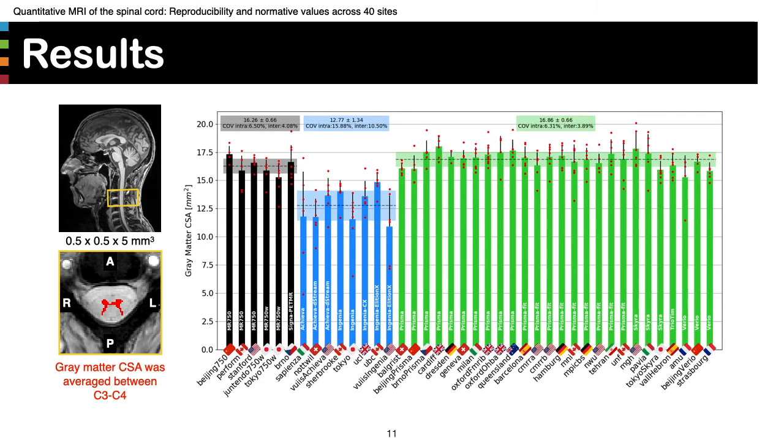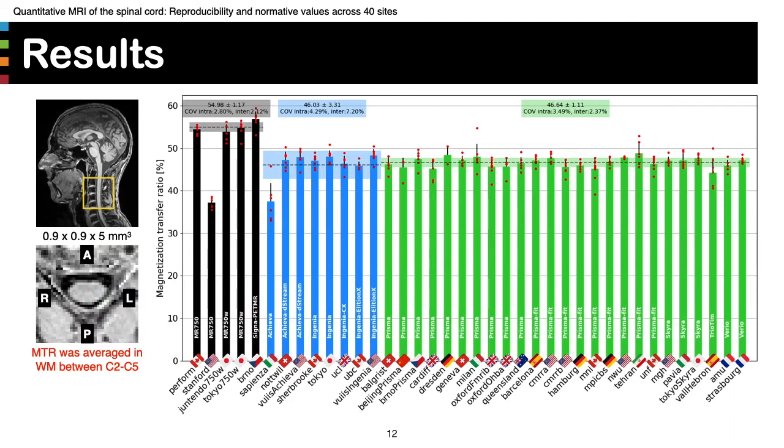Now on to the gray matter CSA, which was averaged across C3 and C4. Here we saw higher intra and inter-site COVs in Philips scanners, and we believe that this is likely due to the fact that some sites used older versions of the consensus protocol, which produced lower contrast between white and gray matter, and as a result, less reliable gray matter segmentations. Our MTR values were averaged between C2 and C5. Magnetization transfer ratios were comparable between Philips and Siemens scanners, with GE results being somewhat higher. This is likely due to the fact that a different MT pulse is used on that platform.